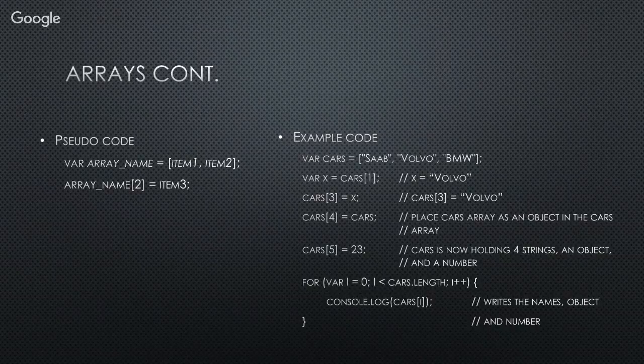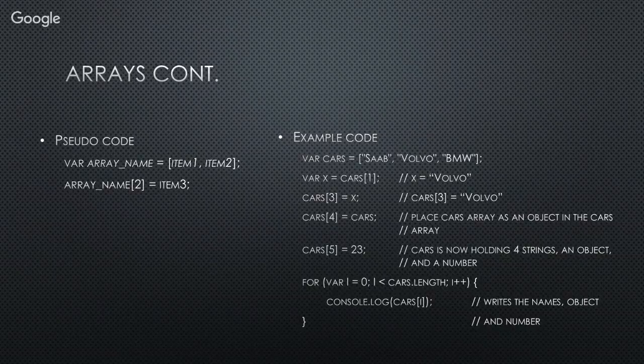So I'm actually putting Volvo in the list twice, in the third slot, and then in cars 4, I'm putting the cars object back in itself. So it would have itself as an object in the 4th slot, and then you could just put a basic number in cars 5. So now it has strings, it's got an object, and it's got numbers all in this array, and JavaScript will totally be fine with it.